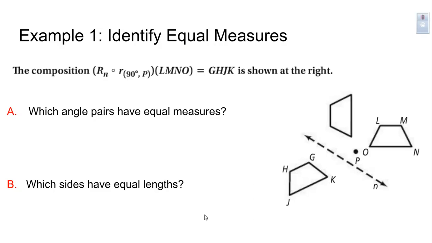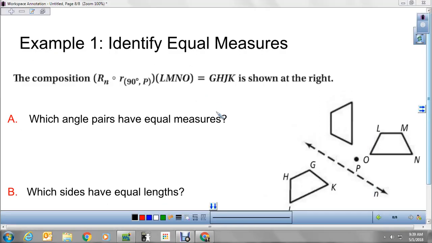So let's take a look here at this. The composition, which is a reflection across line N of the rotation of 90 degrees around point P of figure LMNO, is equal to GHJK, shown to the right. So the question says, which angle pairs have equal measures? So how do we know which ones match up with what?